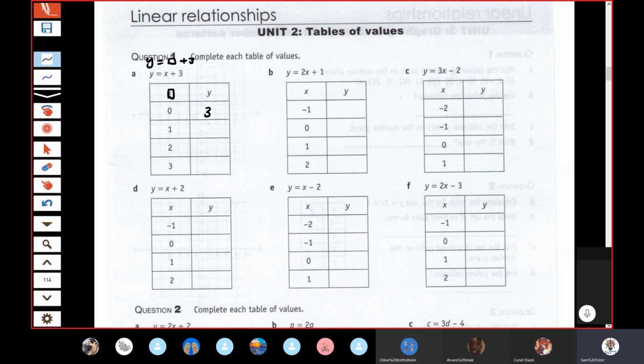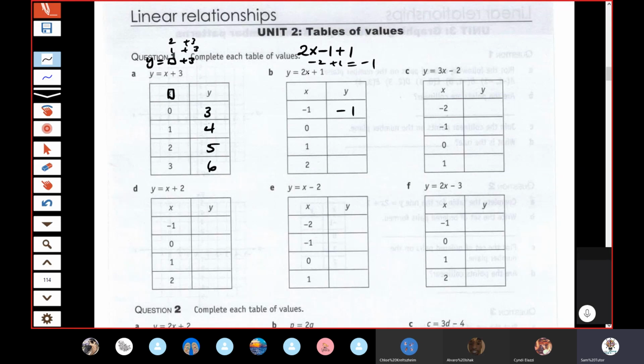The box value is 1. So 1 plus 3 is? And then 2 plus 3 is? And so on. So essentially all you're doing is you're replacing your x for -1. So what's in between the 2 and the x, you guys? Little times, isn't it? Yeah, times. So what you're doing is 2 times -1, because x is -1, plus 1. So then that, in your calculator, -2 plus 1, which is -1.